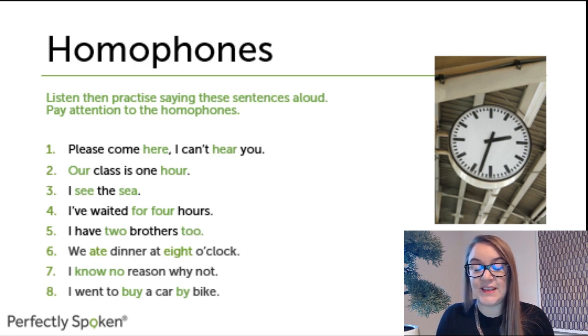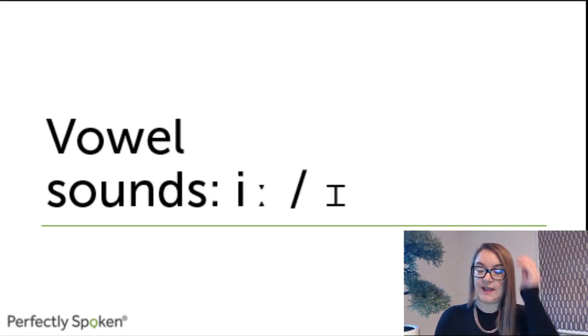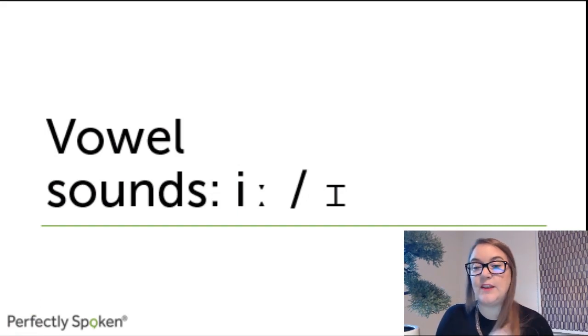Okay, so you can see that for somebody listening, they'll understand which word you're referring to by the context, but the pronunciation is exactly the same. Okay, let's think about some common vowel sounds, and in this lesson we're focusing on E and I.